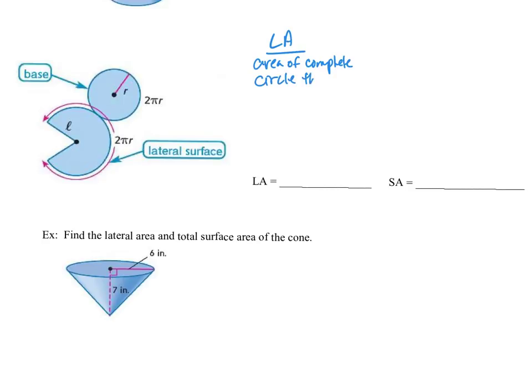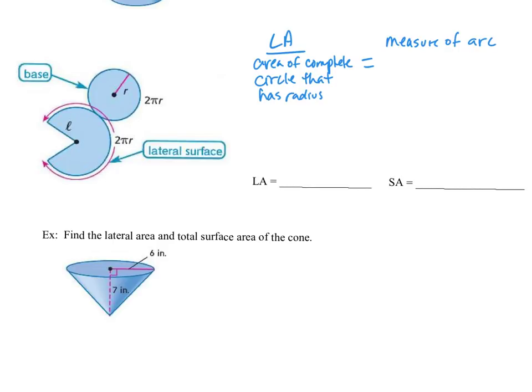that has a radius of L. Notice that if we were to complete this circle, its radius would be L, which, if you put the cone back together, L is the slant height of the cone. So area of a complete circle that has radius L, and then we're going to compare that ratio to the measure of the arc. Now the arc that I'm talking about is this arc. It's the distance around this lateral area, okay?